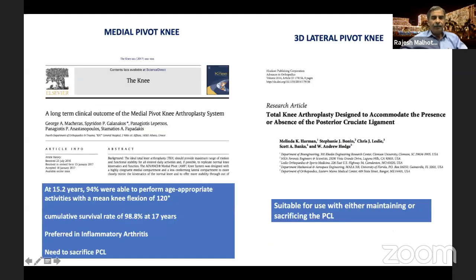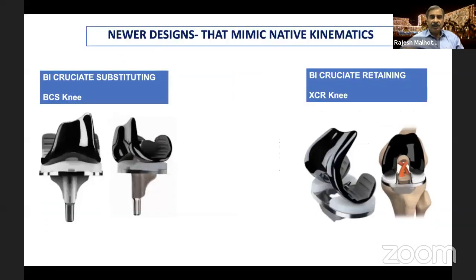So there are papers about the medial pivot showing that 94% of patients at 15 years were able to perform activities with a mean flexion of 120 degrees, and survival rates are very high. It is preferred in inflammatory arthritis, and you sacrifice the PCL. The 3D lateral pivot, on the other hand, is suitable for use with either maintaining or sacrificing the PCL, like I said. And again, there are some claimed kinematic advantages.